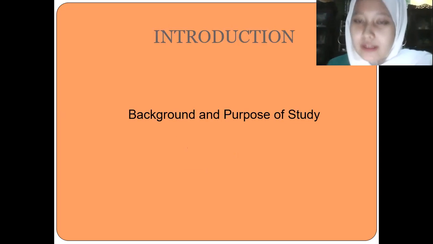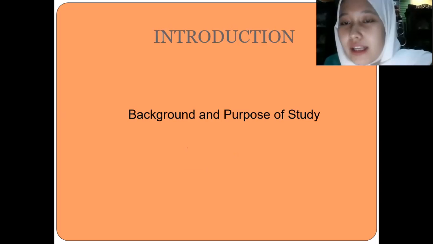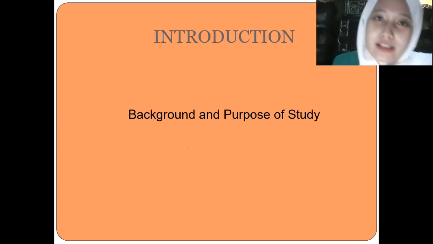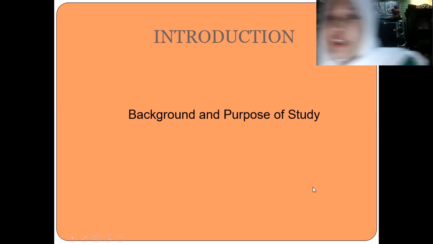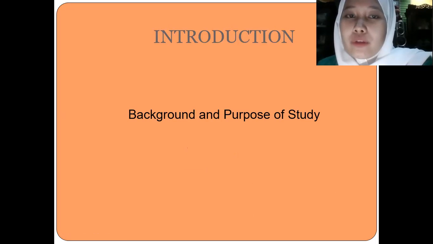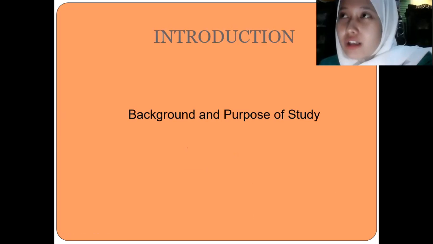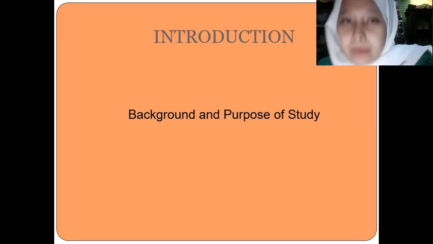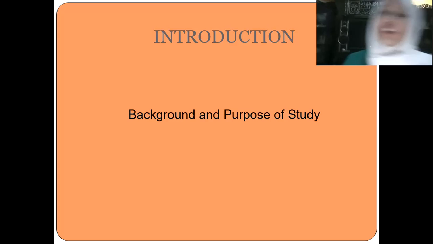Background and purpose of study. The purpose I did this research is that in learning English, there are four skills that should be mastered: reading, listening, writing, and speaking. The more reading, the more brain input on how language works. Reading can improve vocabulary, grammar, and writing skills. That's why reading is the best way to improve your English skills.